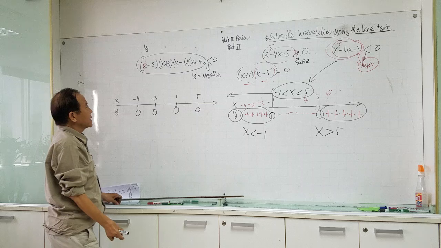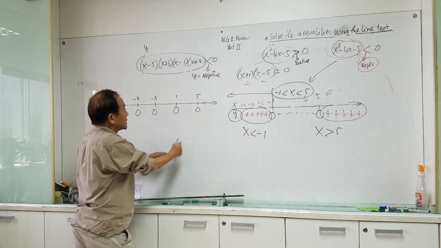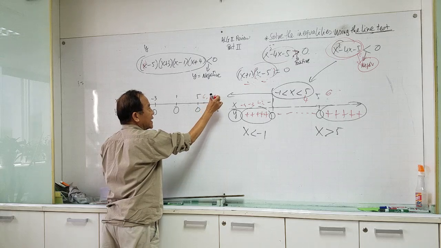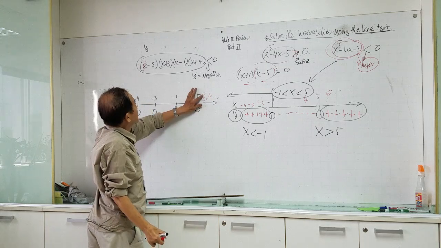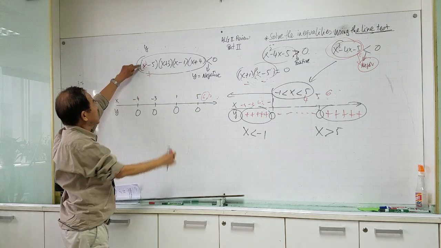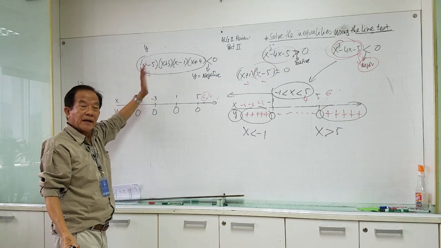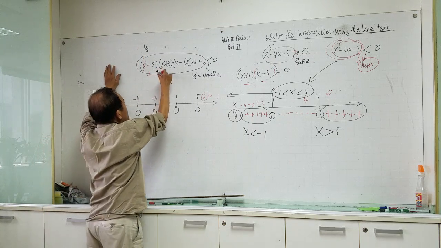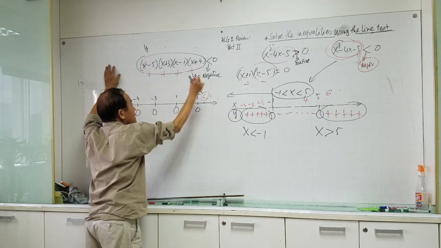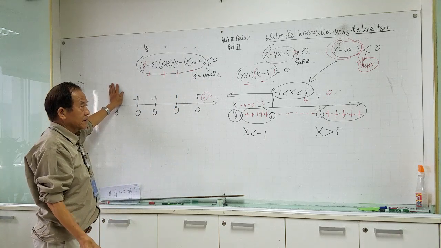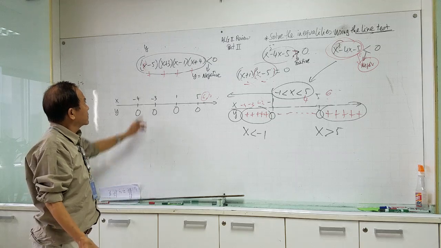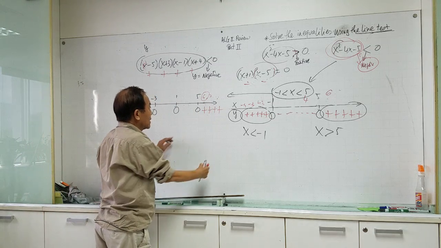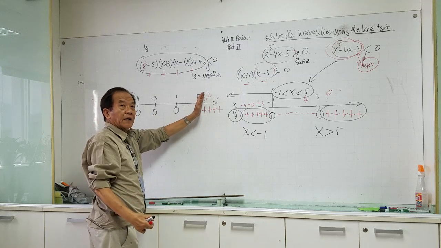So then I test here. I put any value bigger than 5: 6, 7, 8, 9, 10. Let's choose 6. I put 6 right here. This one is positive, 6 minus 5 equals 1. Anything bigger than 5 has to be positive. And 6 I put here, I also have positive, all positive. So positive times positive equals positive. So this part is positive. Y is positive whenever x is bigger than 5.